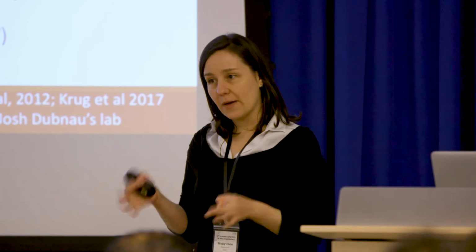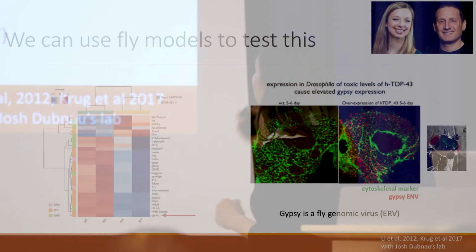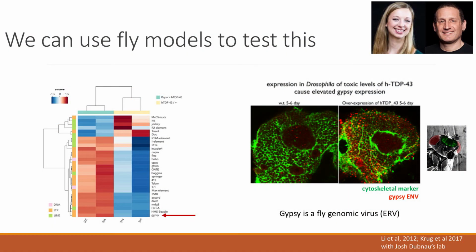So I have a fabulous collaborator. He's a fly neuroscientist named Josh Dubnow. He's now at Stony Brook. He had an awesome graduate student, Lisa Krug, on the project. And they can recapitulate this really quickly in a fly model and test knockdown of lots and lots of other genes, right? So the first thing that I'm showing you here is data just to show you that the fly model actually recapitulates the same hallmarks, right?